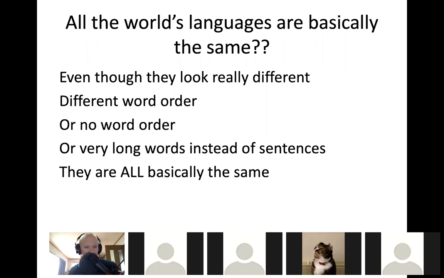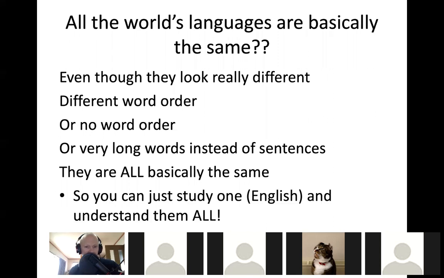All languages are basically the same. Do you believe that? It's up to you. Believe whatever you want. I don't mind. But think about it. Are all languages basically the same? If you think they are, then you can say, well, can we just study one language, English for example, and then you understand all of them? If you study English, then you can understand Japanese, basically. The other stuff is not really important.